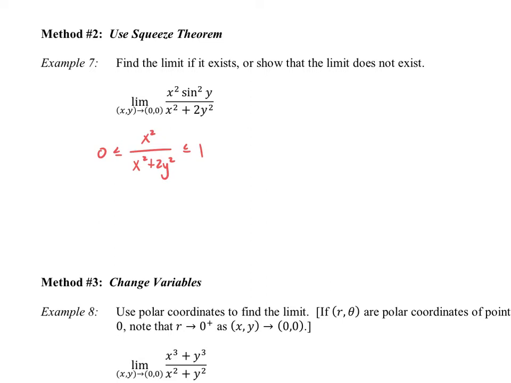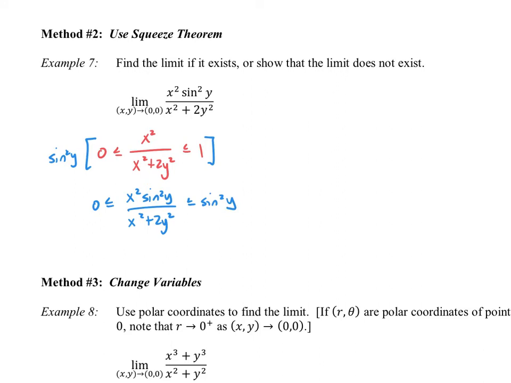Therefore, we're really stuck between 0 and 1. Now we're going to take all of this and multiply everything by sine squared y, giving us 0 is less than or equal to x squared sine squared y over x squared plus 2y squared. Again, the inside of our squeeze is what we're trying to figure out. That's the unknown. So that's exactly what we're shooting for.